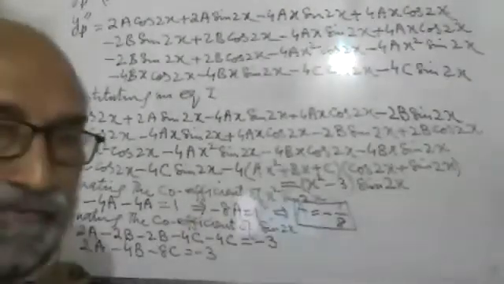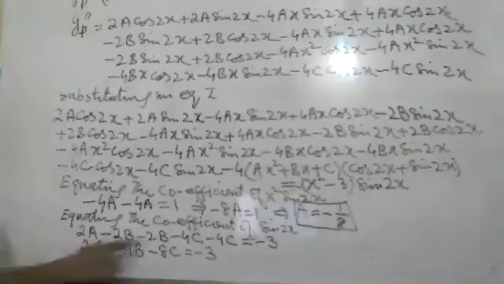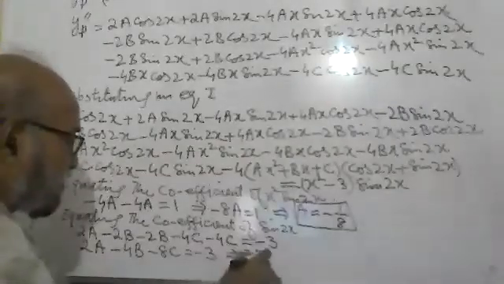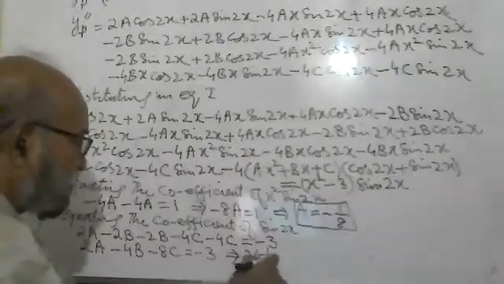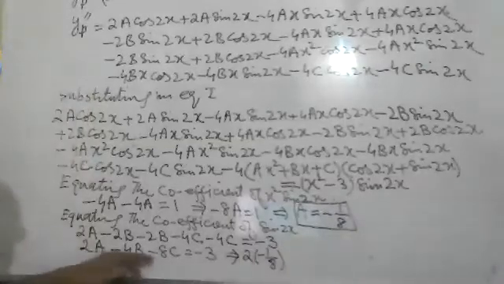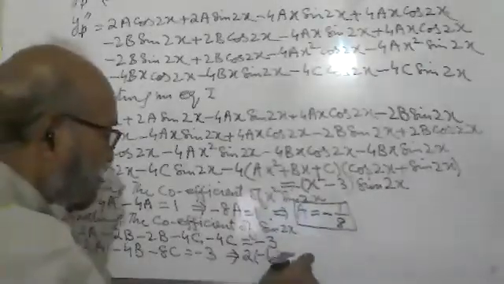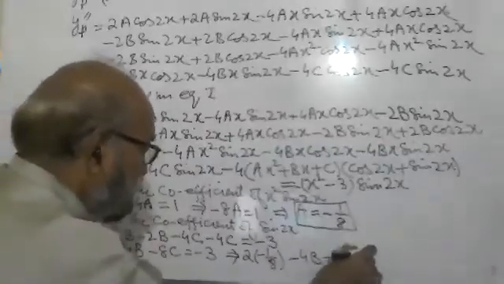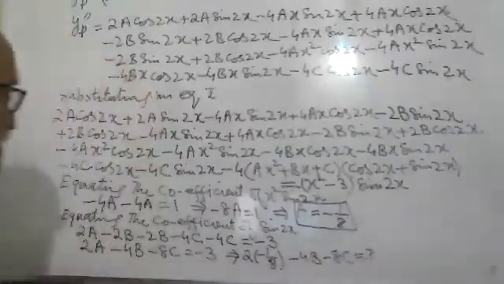So we will complete it. We will put the value of a. A is minus 1 upon 8. So here it will become 2 into minus 1 upon 8, minus 4b minus 8c is equal to minus 3.